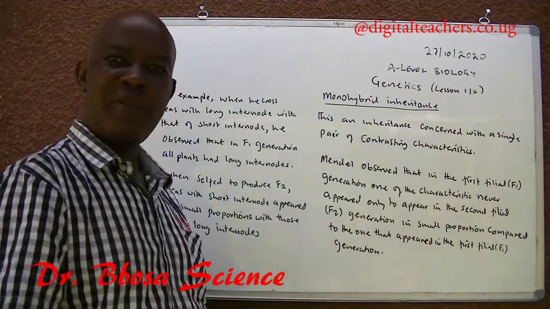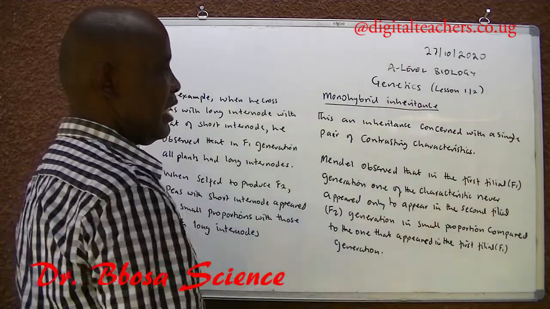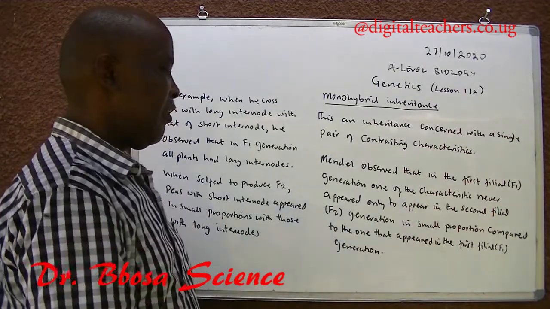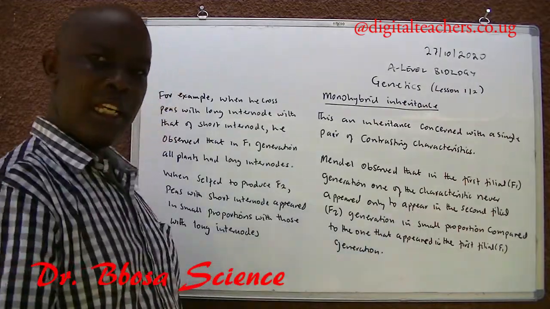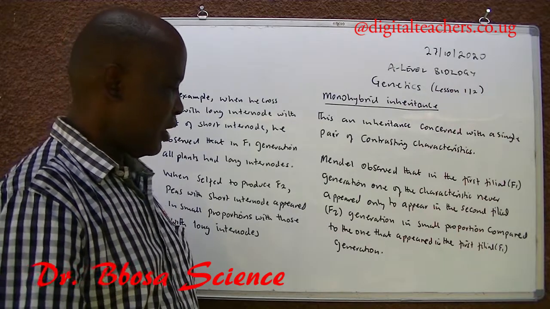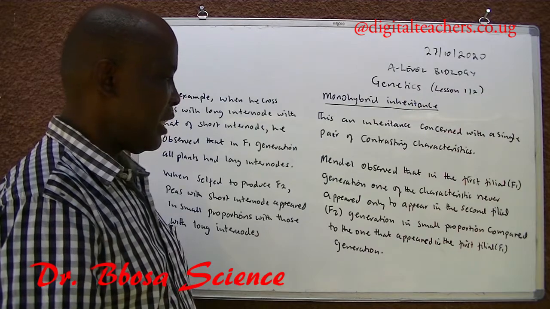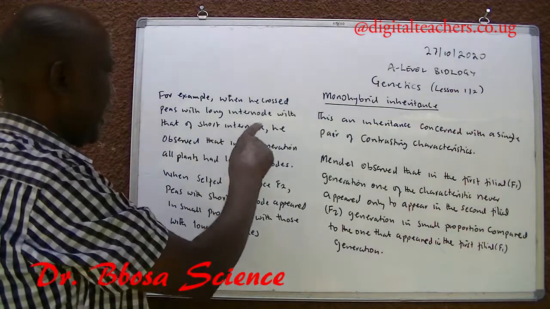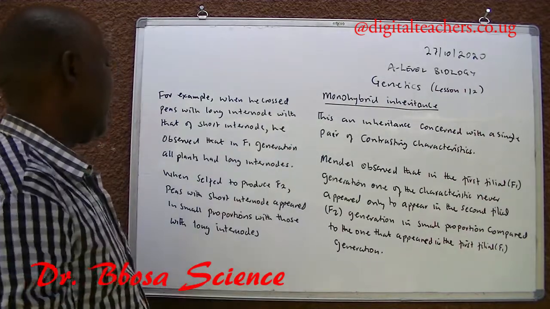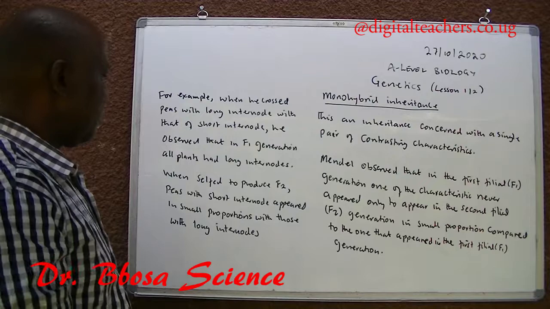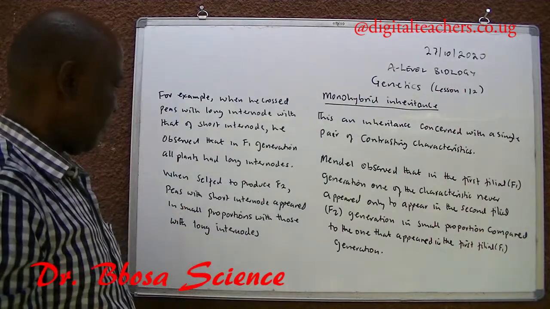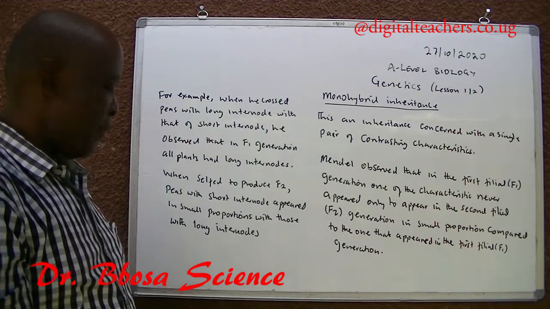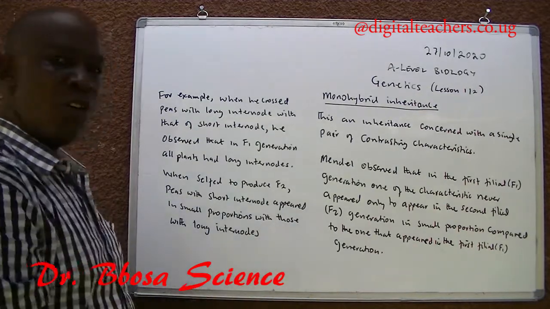Gregor Mendel, the first person to study genetics, observed that in the first filial generation, one of the characteristics never appeared, only to appear in the second filial generation in a small proportion compared to the one that appeared in the first filial generation. For example, when you crossed plants with long internodes with those of short internodes, he observed that in the F1 generation, all of the plants had long internodes. When selected to produce the F2 generation, plants with short internodes appeared in small proportion with those of long internodes.